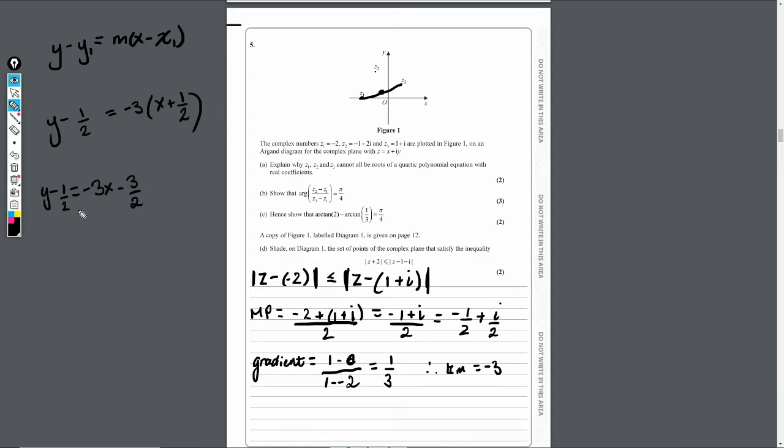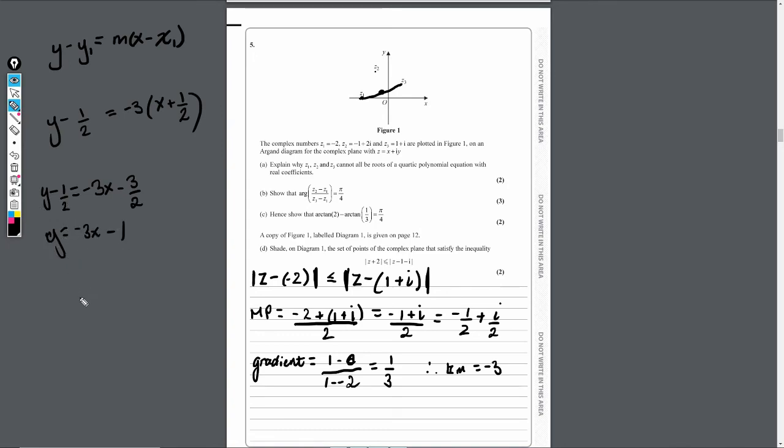So if I carry on this now, minus a half, I take that across to the other side, so that's going to be y equals minus 3x, and then I've got minus 3 over 2 plus a half, so that'd be minus 2 over 2, or minus 1. So y equals minus 3x minus 1.